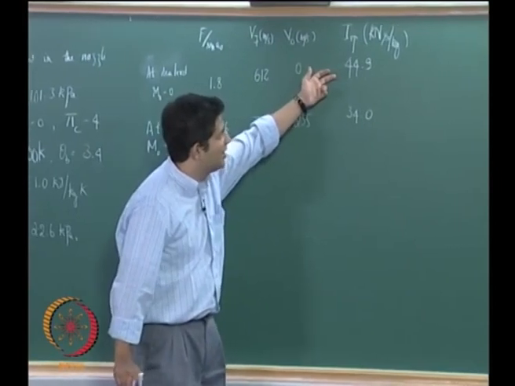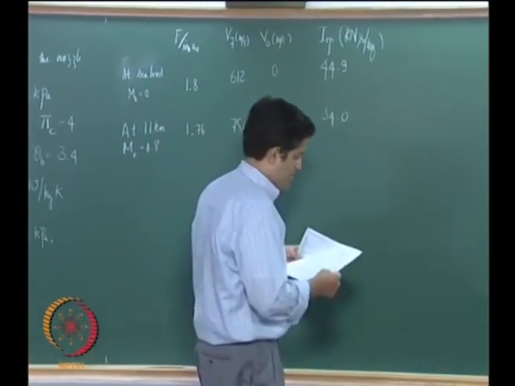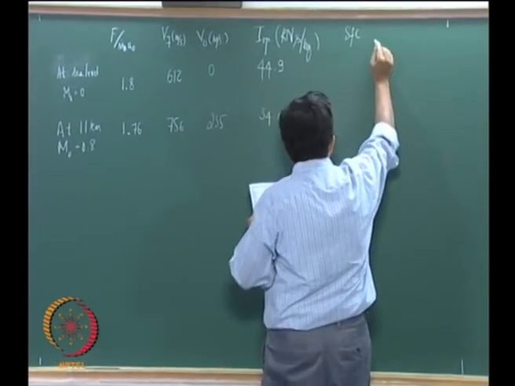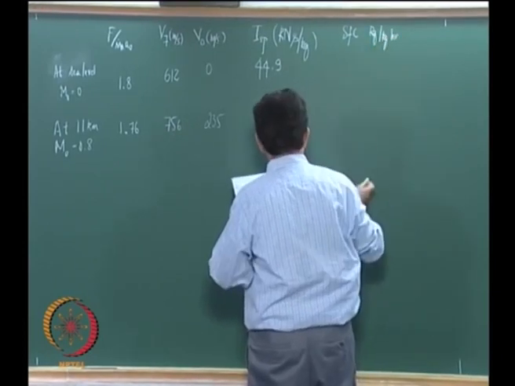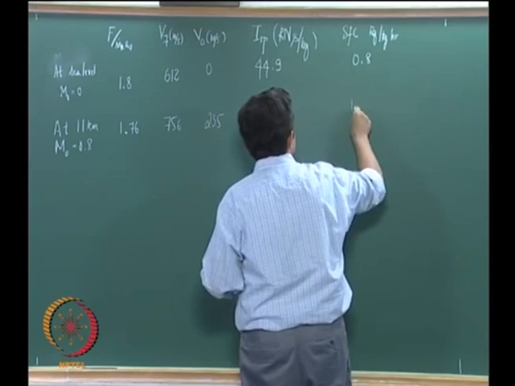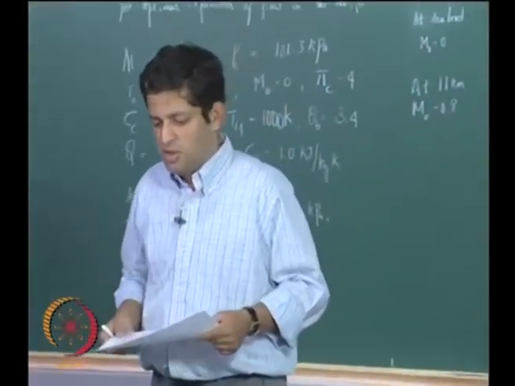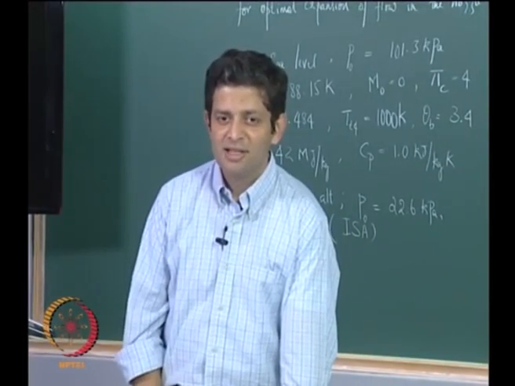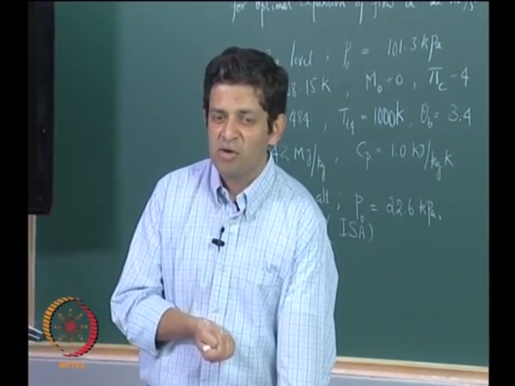What happens to ISP? ISP has come down, which means that SFC has gone up. If I were to write SFC also here, SFC would be in kg per kgf hour, this would be something like 0.8, and this would be like 1.06. So we are cruising at an altitude wherein the SFC is higher. Why do we do that? I think it would be more beneficial if we were to stay on ground or close to ground and carry out our operations, isn't that so?